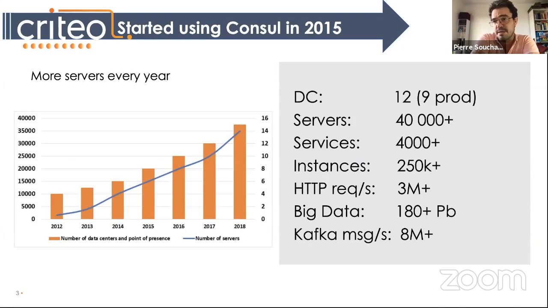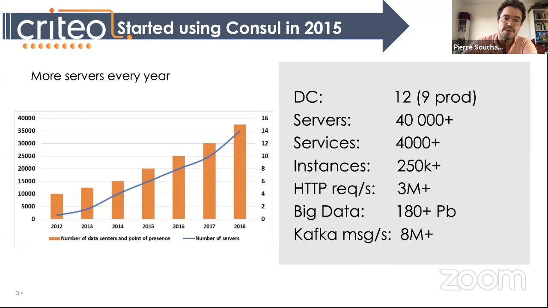Criteo is a company displaying ads on the internet. So it's a very, very large infrastructure, around 40,000 servers, with several data centers, with many kinds of services. We've got around 4,000 different services, and many, many instances, around 250,000 different instances of those services. And we are being hit all day by many, many requests per second. And we'll see that it's very important for the business to be both very fast and able to handle a large number of requests per second.